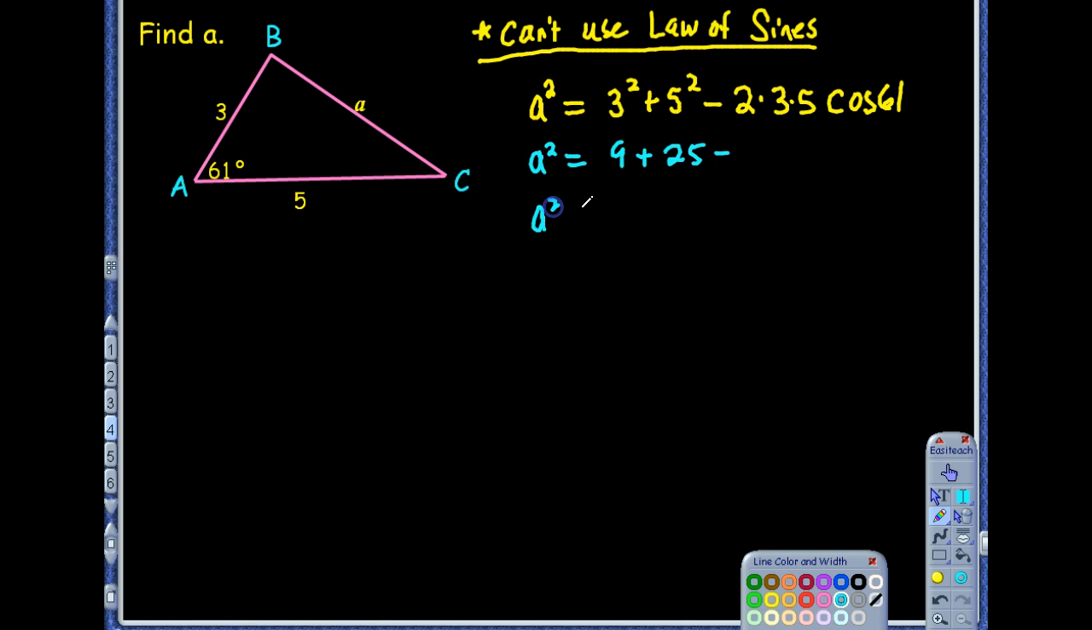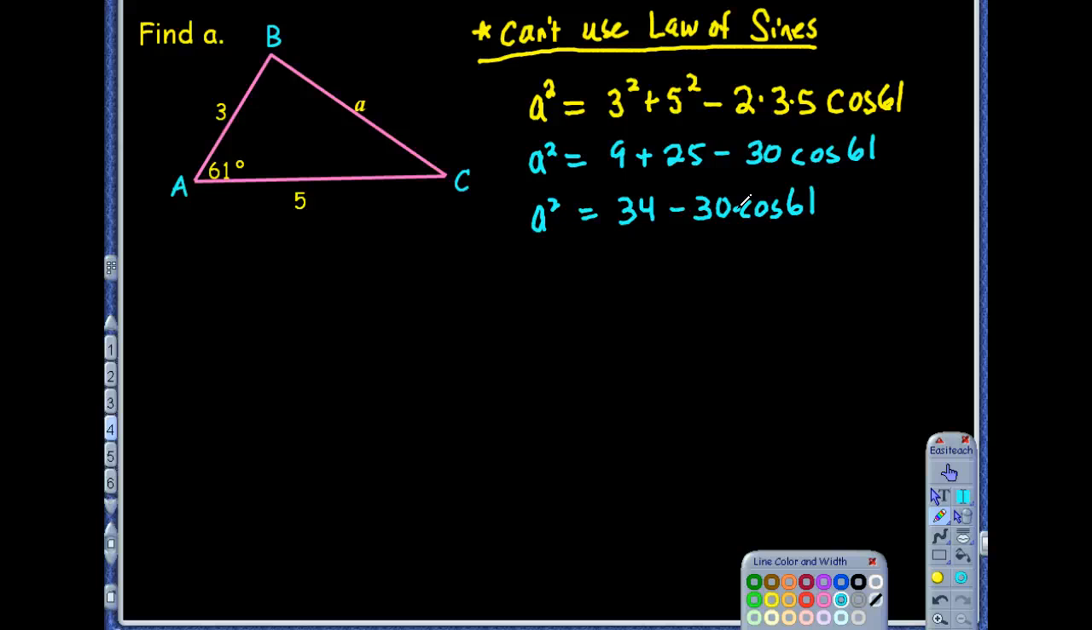So you could just say a squared is equal to 34. And then do this stuff over here. So 2 times 3 times 5, so that would be 30. Minus 30. Now, here's the reason why I want to stress this. If you're doing this, and I'm just going to jump right down here. This is where people make mistakes. Yes. You can't do 34 minus 30 and say 4 cosine of 61. Why not? Order of operations. This says multiply before we add or subtract.